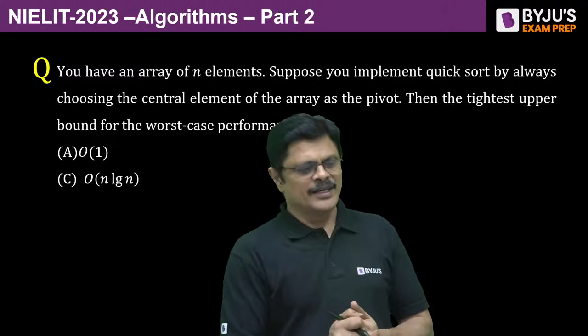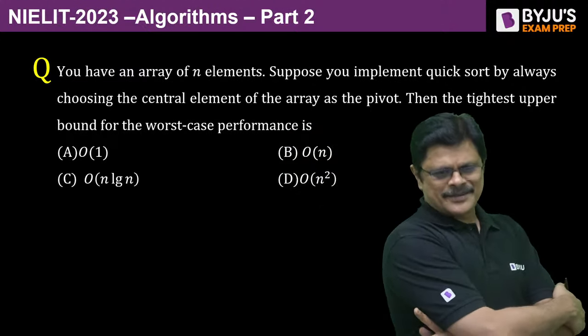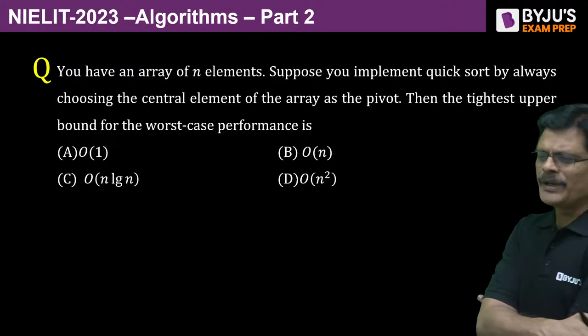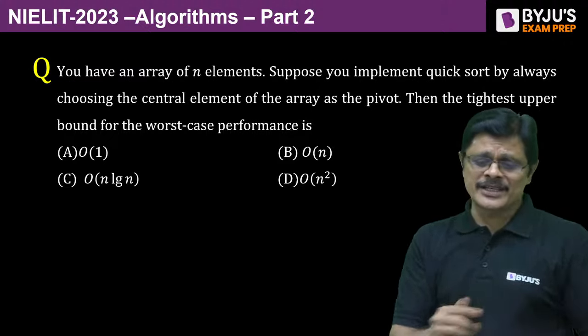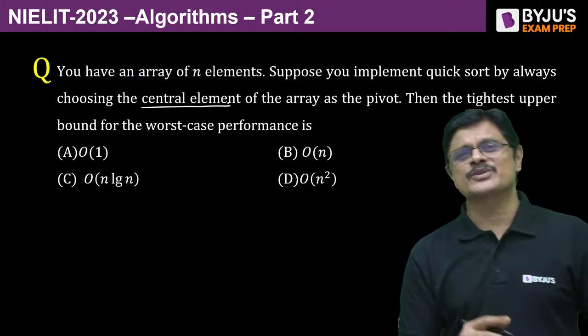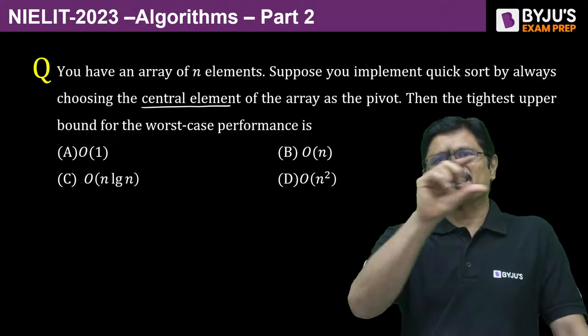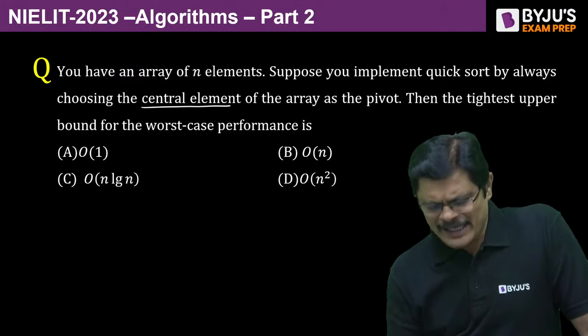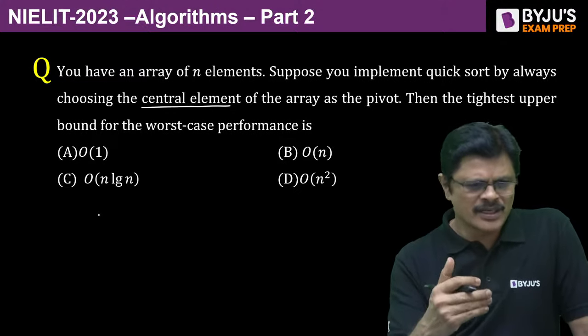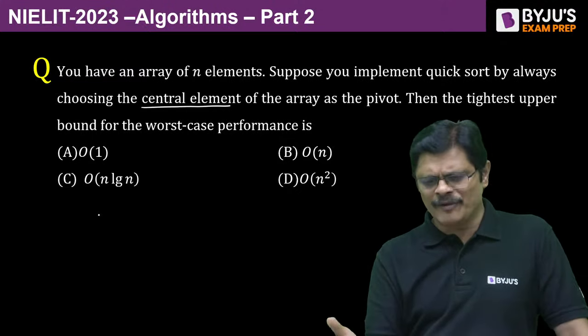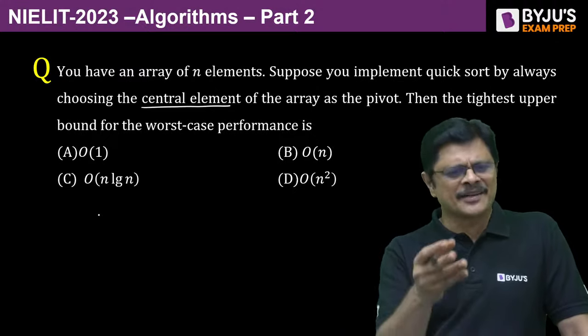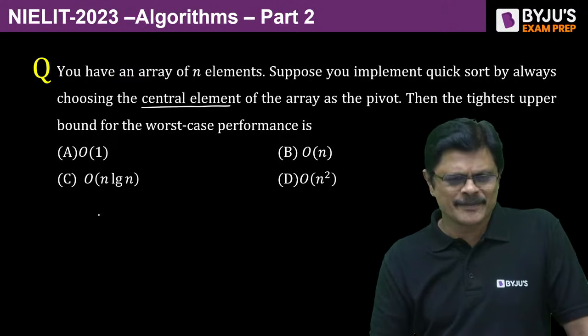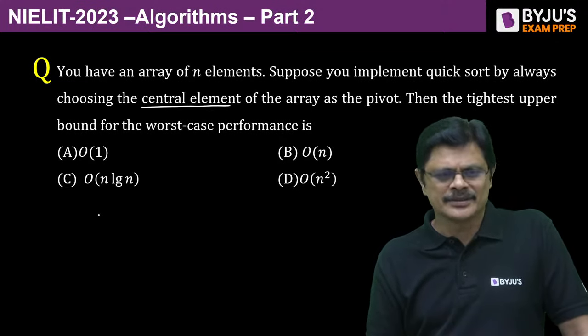Okay, right. You have an array of n elements. Suppose you implement quicksort by always choosing the central element. Generally in quicksort, we select a pivot element. I'll take a small example for those who are not comfortable with the direct answer. Otherwise, I'll give you the direct answer.